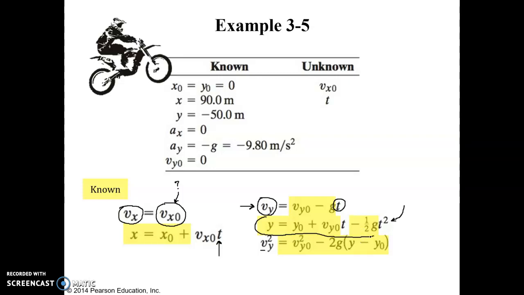So it's sort of a process of elimination. Look at the variables that are given to you, determine what it is you need to find out, and then based on those variables, choose the appropriate equation.